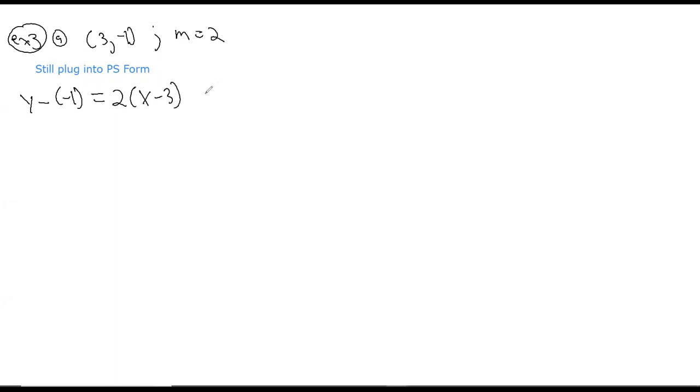And from here, we just solve for y. Again, it's the same thing we were doing last time. This is y plus 1 on the left. Let's go ahead and distribute the 2. We can knock 2 things out at once here. So that's 2x minus 6. Then to finish this, we're going to subtract 1 on both sides, to give us y equals 2x minus 7.